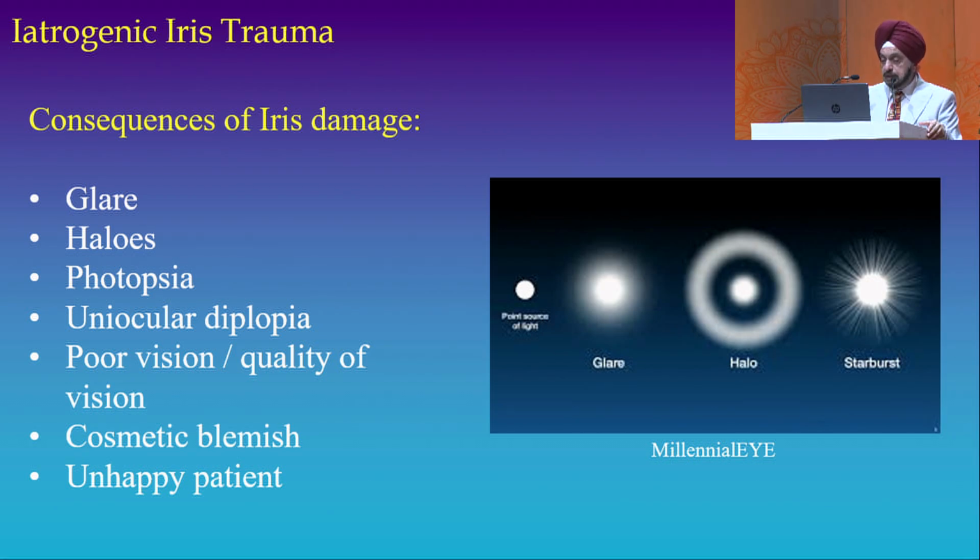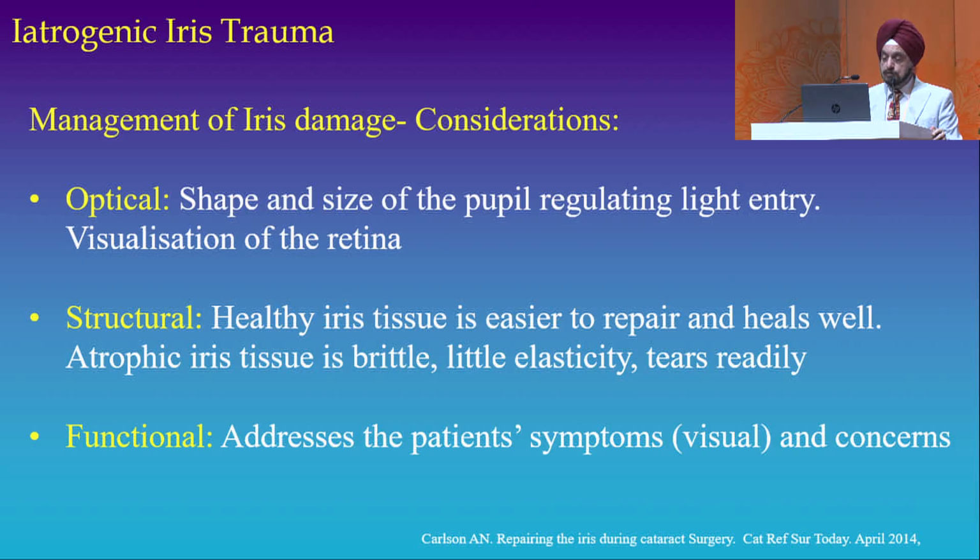So how do we deal with these traumas? You have to look at these 5 considerations. First is the optical, the shape, size, location of the pupil. Is that okay, and how can you get that back right?